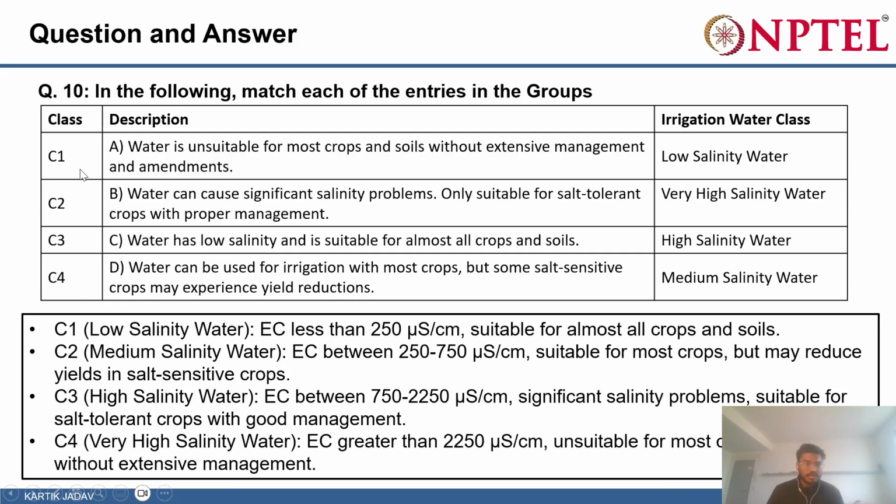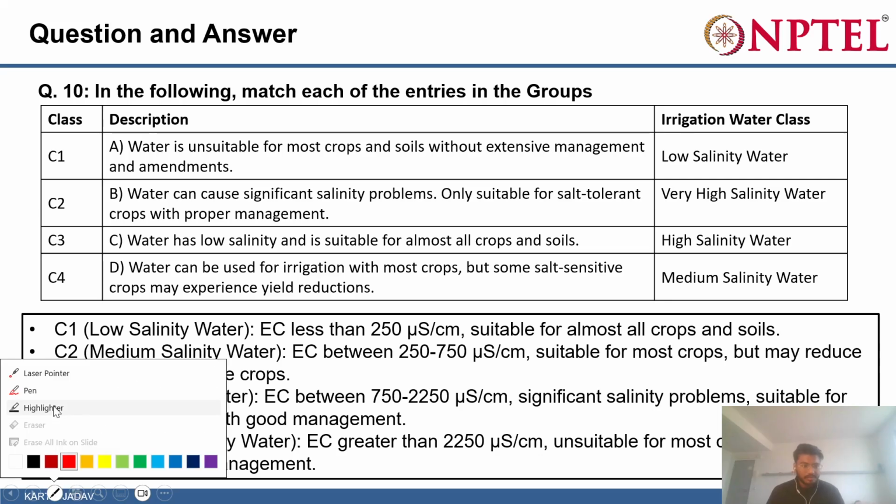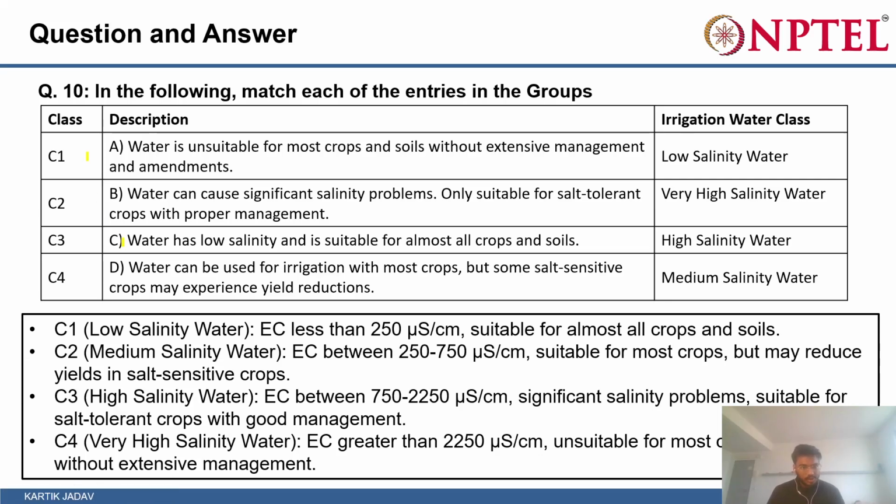So C1 is basically water with a low salinity, suitable for almost all crops, with salinity less than 250 microsiemens per centimeter. And C2 is a medium salinity water, and EC is between 250 to 750. The water can be used for irrigation of most crops, but salt sensitive crops are not suitable.